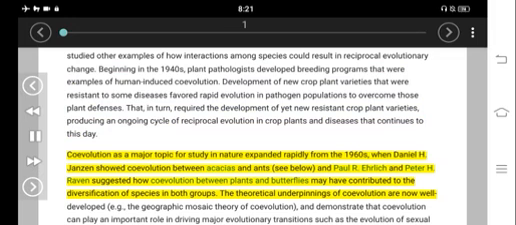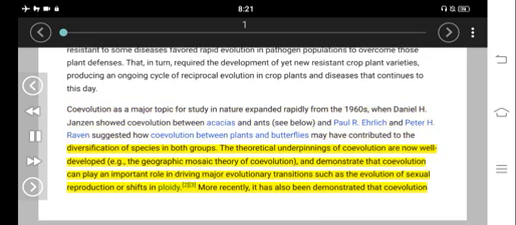Coevolution is a major topic for study in nature, expanded rapidly from the 1960s, when Daniel H. Janzen showed coevolution between acacias and ants, see below, and Paul R. Ehrlich and Peter H. Raven suggested how coevolution between plants and butterflies may have contributed to the diversification of species in both groups. The theoretical underpinnings of coevolution are now well developed, e.g., the geographic mosaic theory of coevolution, and demonstrate that coevolution can play an important role in driving major evolutionary transitions such as the evolution of sexual reproduction or shifts in ploidy.